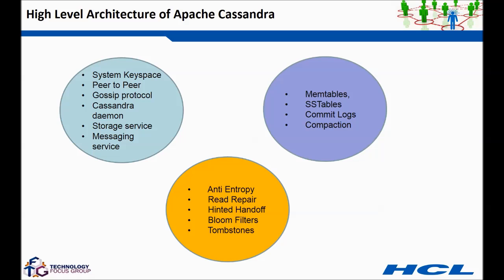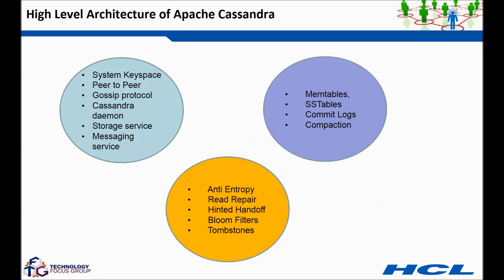Another set of services you can call housekeeping or helper services, which keep Cassandra up and running with all those additional features. For example, anti-entropy and read repair: because you have a replicated scenario, one piece of data can have multiple copies. If they are out of sync, these services will be used. In the same way, there are hinted handoff, Bloom filters, and tombstones, which are related to deleted data.